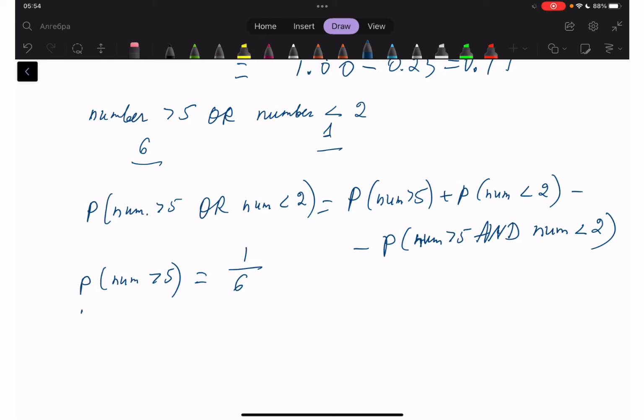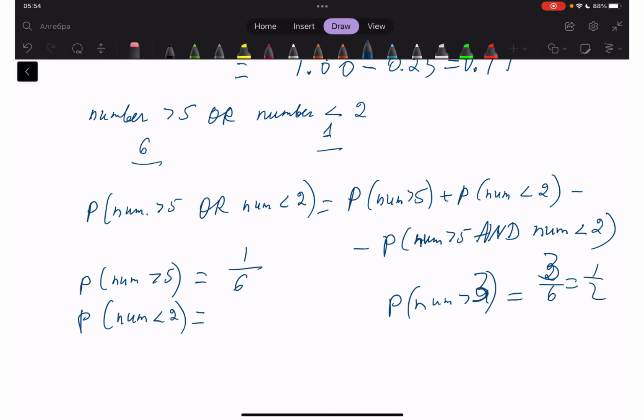Next, probability of number less than 2. Let me make it clear so you can understand. If it would be probability for number greater than 4, then it's going to be 5 and 6, 2 elements. We would have 2 out of 6. If I would have greater than 3, then it will be 4, 5, 6, 3 out of 6, which will be 1/2, right? Since we have greater than 5, and it's only 6 there, so 1 out of 6.